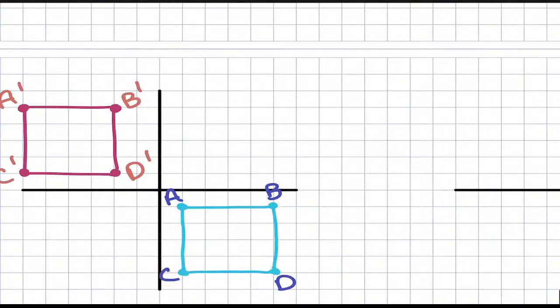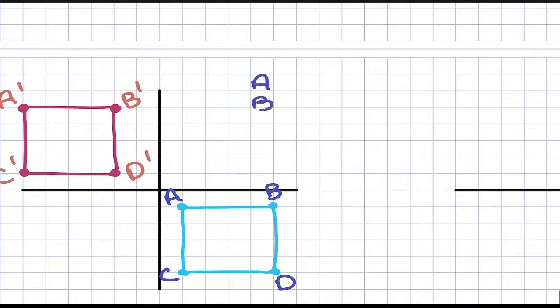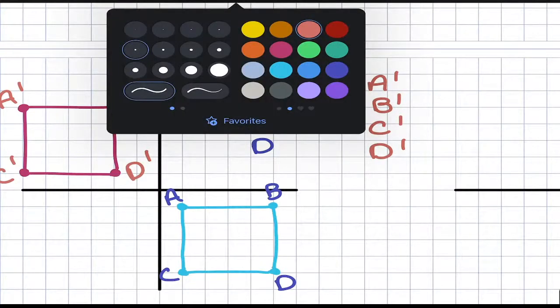Let's go ahead and set up our grid. A, B, C, D. A prime, B prime, C prime, D prime. Pause me here if you have not, and have at it.